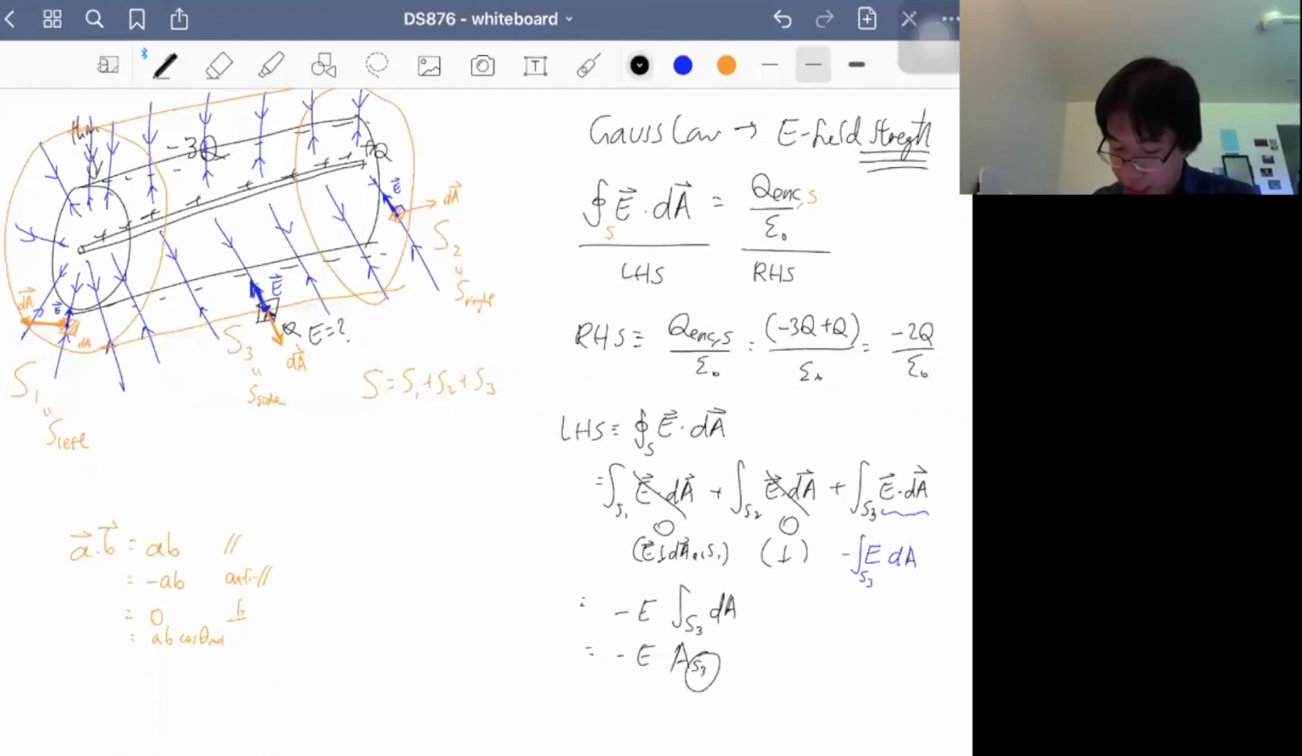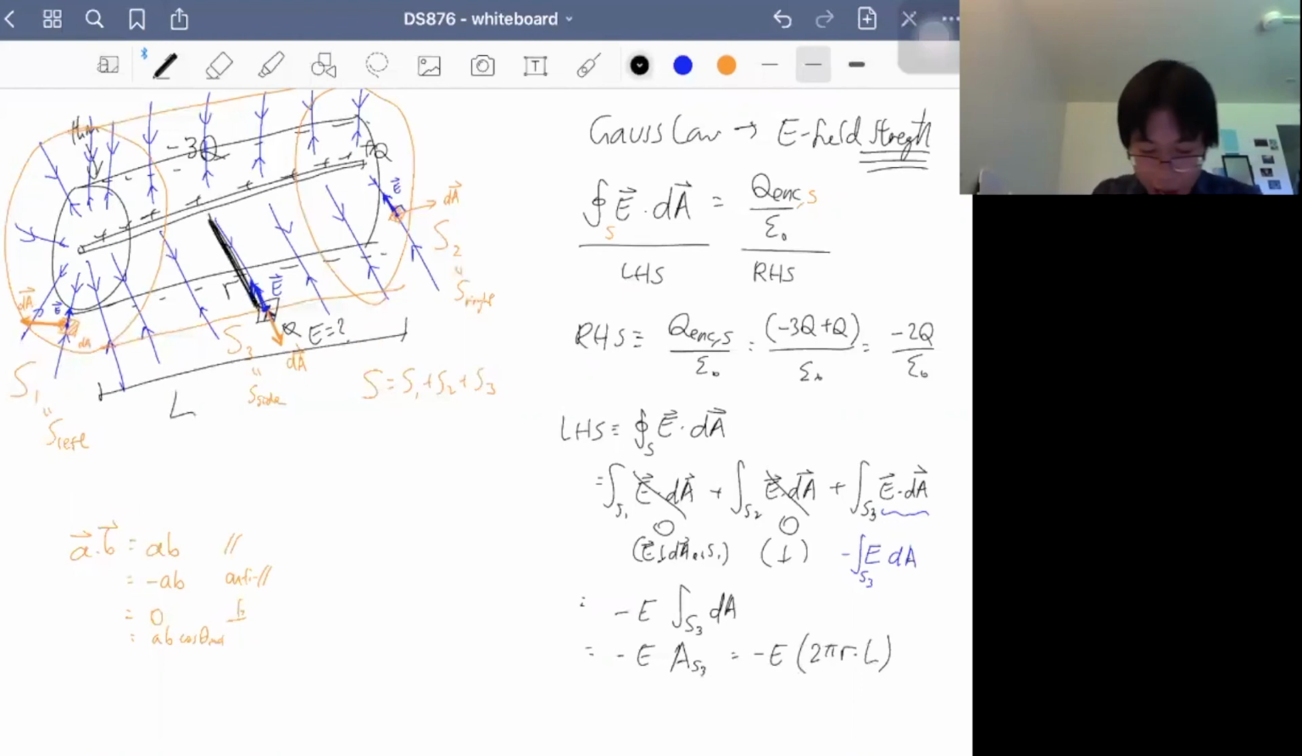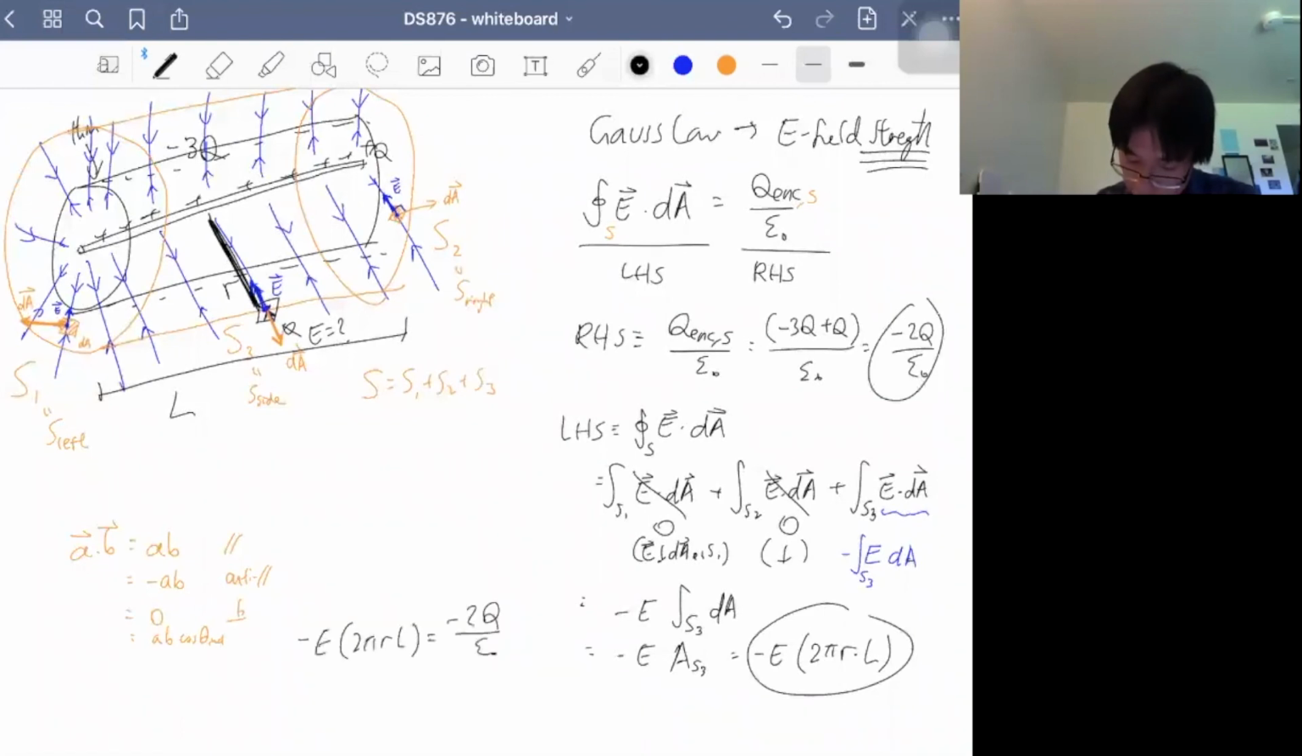Notice the usefulness of writing S3 because now you know exactly what area to look at. You want the area of S3, which is 2 pi. Let's say that is the distance r. So it's 2 pi r times the length, right? So it's 2 pi r, that's the circumference, times the length, that's the area of S3. Okay. So now you just have to combine your left-hand side and the right-hand side together, which means 2 pi rL E equals minus 2Q over epsilon naught, and you need to solve for E, like that. The minus sign cancels out and you get something like this. Okay. So you see that it's positive, as it should be, because electric field strength is always positive.